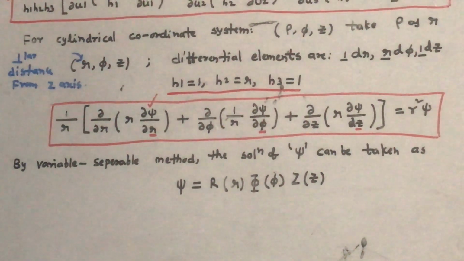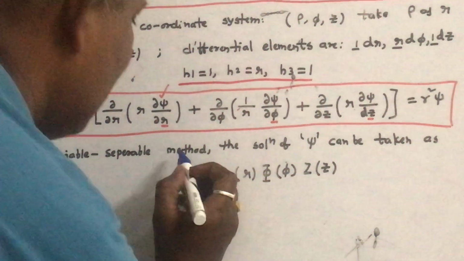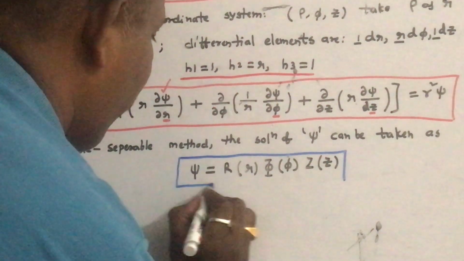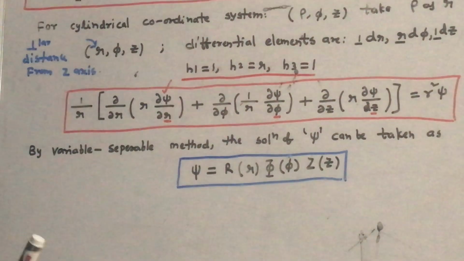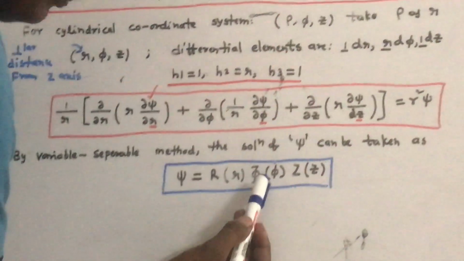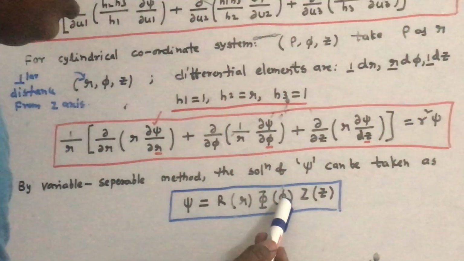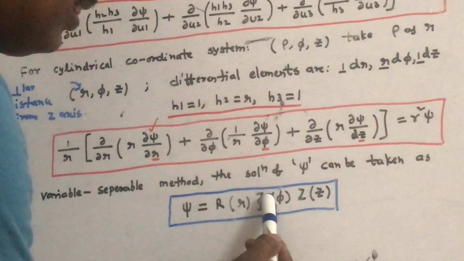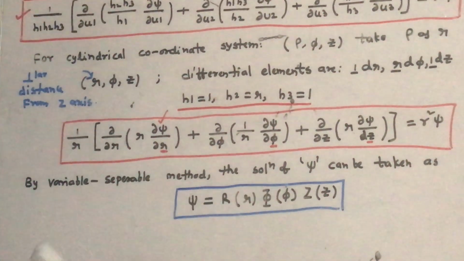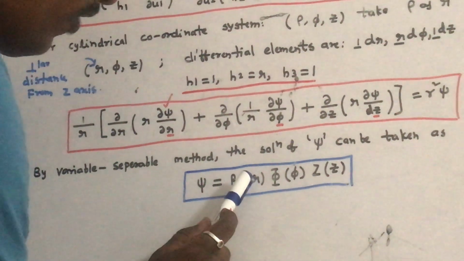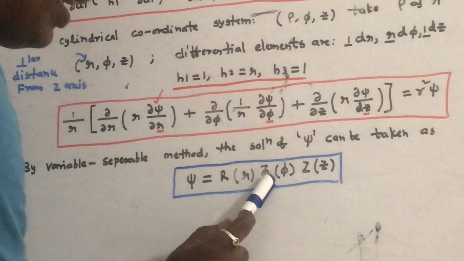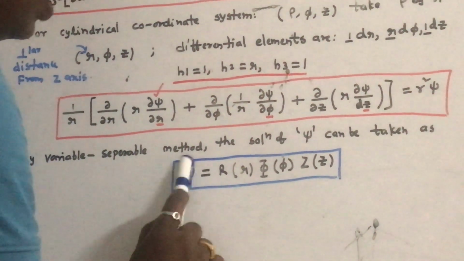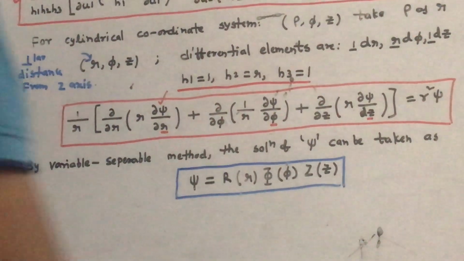So we have to take the solution of psi in this format, where capital R of r is a function of r only, capital Phi of phi is a function of phi only, and capital Z of z is a function of z only. If you multiply these three functions, you will get the solution of psi. That means you want to find out R of r, Phi of phi and Z of z, and substitute in this equation, we will get the generalized solution for psi.